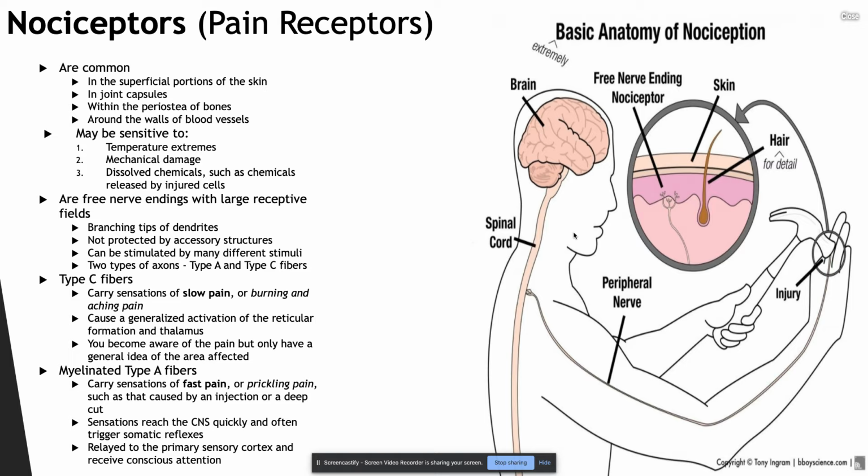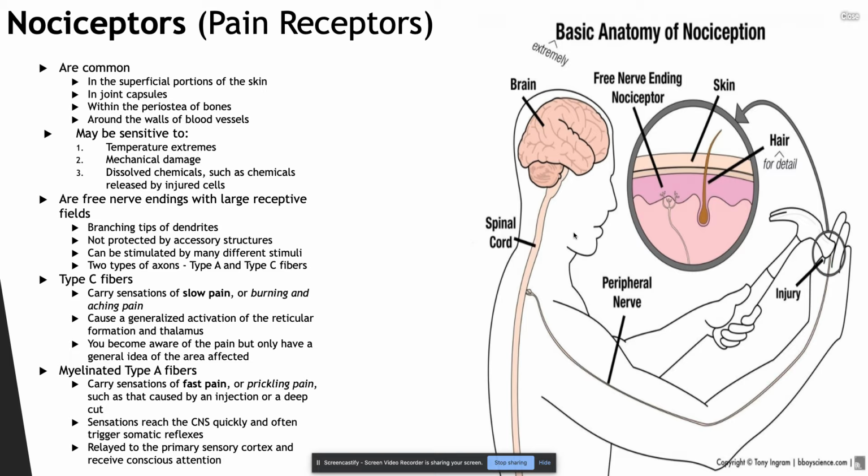So, an injection or a deep cut produces this type of pain, and these sensations reach the CNS quickly, where they're often triggered by somatic reflexes. They're also relayed to the primary sensory cortex and so receive conscious attention. In most cases, that arriving information allows you to localize the stimulus to an area several inches in diameter.